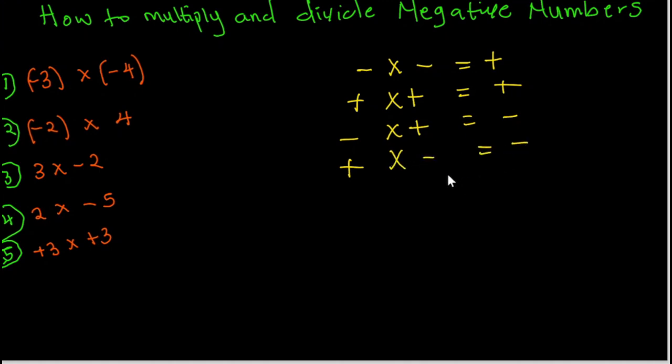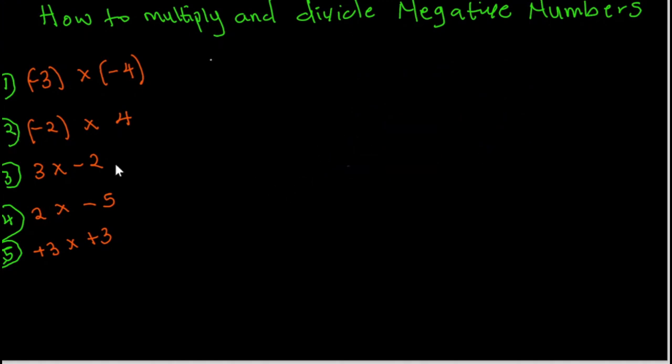Did you notice something? When the signs are the same, it gives you a positive sign. So you can see negative and negative gives you a positive sign. Positive and positive gives you a positive sign. Negative and positive is negative. Positive and negative is negative. So when the signs are the same, it gives you a positive sign. When the signs are different, it gives you a negative sign. So with this, let's work out the examples.